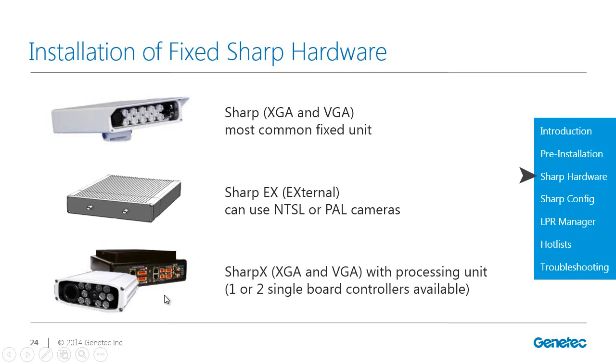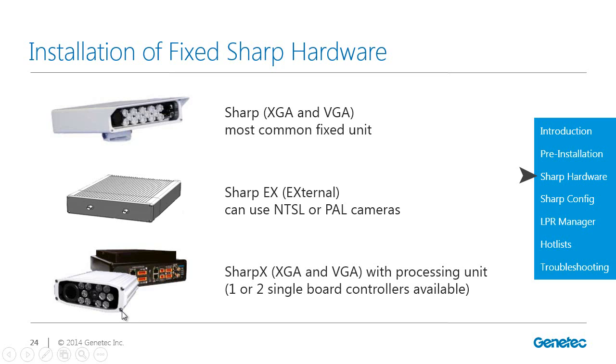The Sharp X system down the bottom here is a little different, as there are the cameras used for capturing images, and we also have a separate processing unit that analyzes the LPR data that comes from the cameras themselves. The processing unit can come with multiple processors that operate independently from each other to give the best performance for the connected cameras.